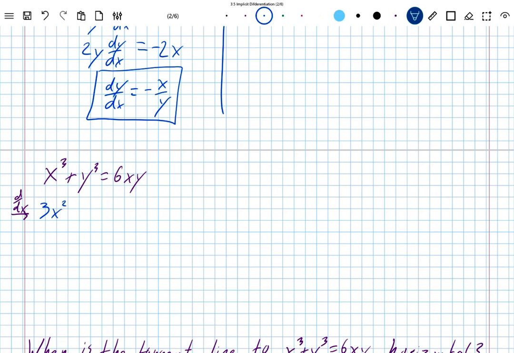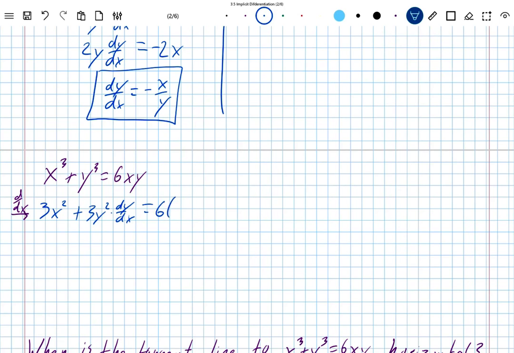3x squared plus dx dx, or sorry, times dx dx, but that's just 1. Plus, I bring the y down, 3y squared. My chain rule says take the derivative of that inner function, which is a y. So that's dy dx. And now there's a bit more work to do on the right side. So I'm going to go ahead and write a 6.